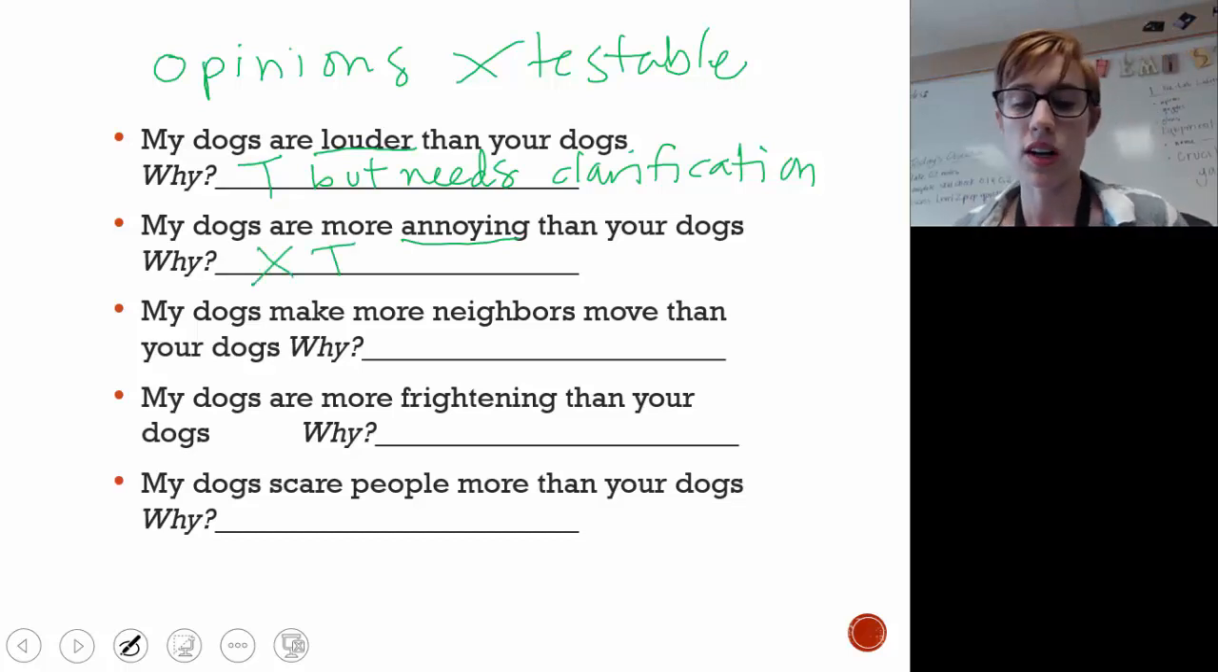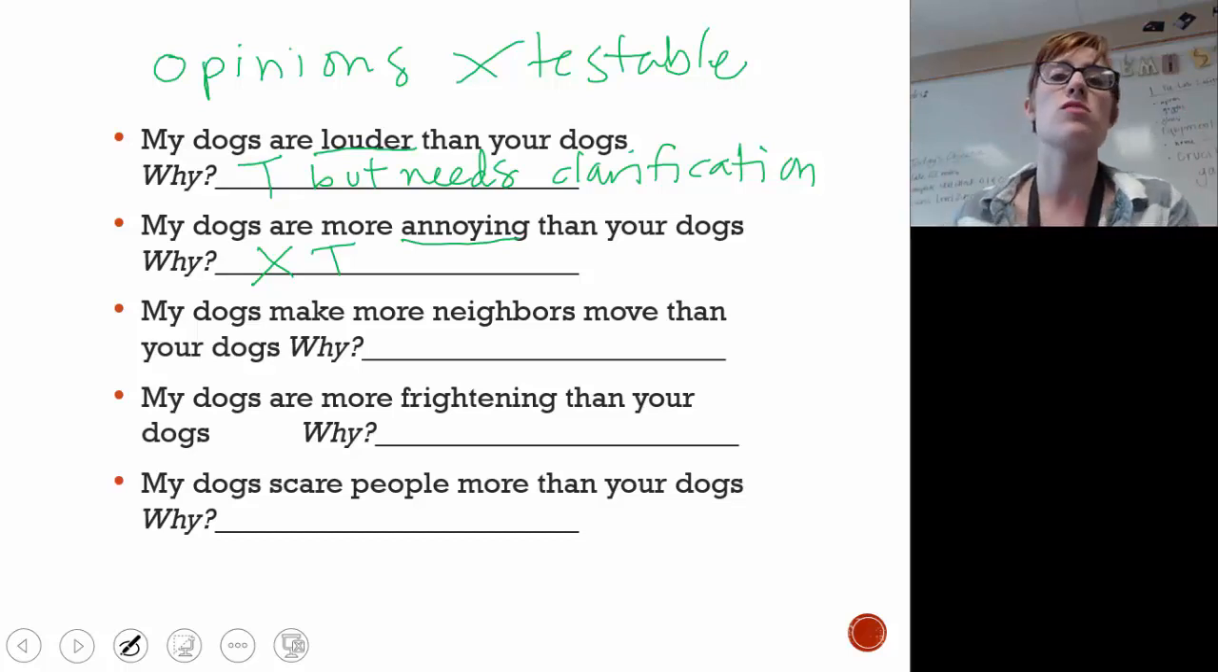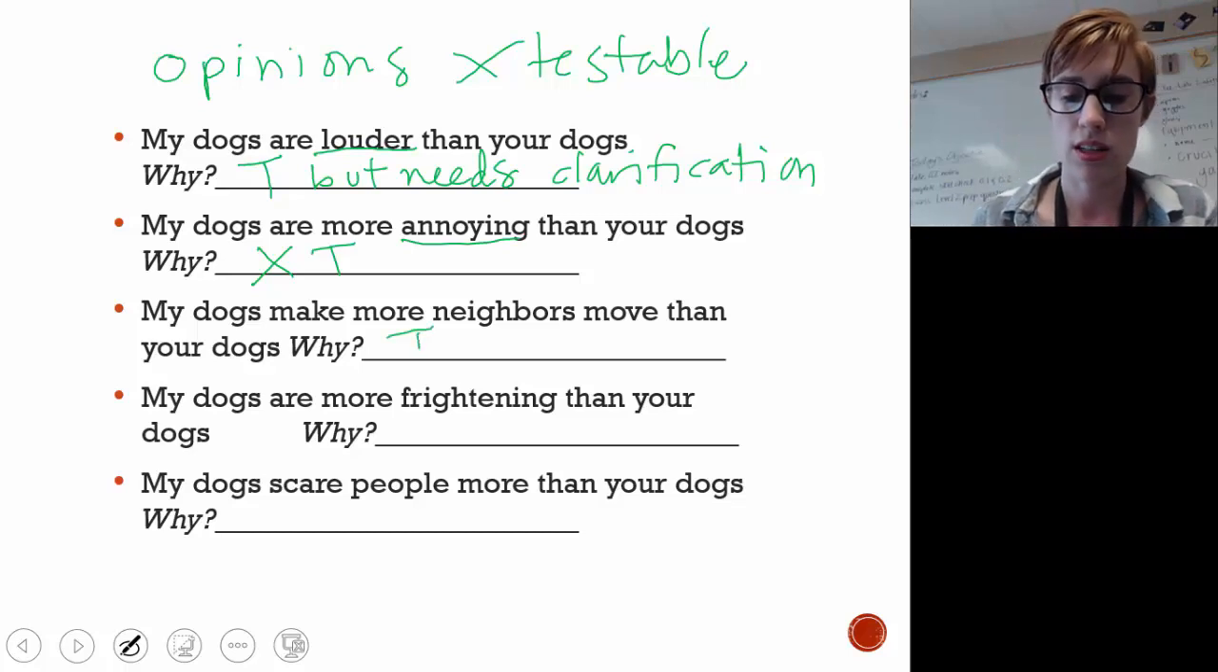Now the next one, my dogs make more neighbors move than your dogs. Is that testable? Yes, I can actually count how many neighbors are moving, right? If my dogs made 2 neighbors move and your dogs made 1 neighbor move, then that's a testable experiment. So yes, it is testable.